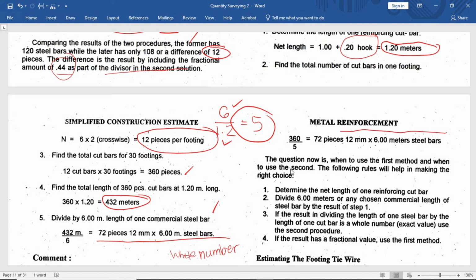So, pag whole number talaga yung makukuha natin, okay yung solution 1 at solution 2. Pero pag may decimal, yung solution 1 is okay, pero yung solution 2 is not.